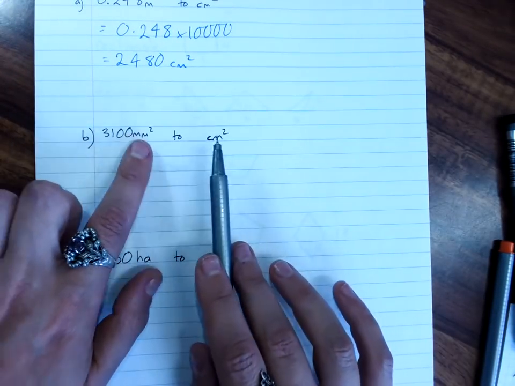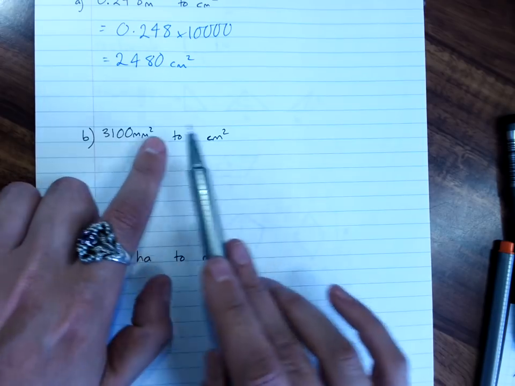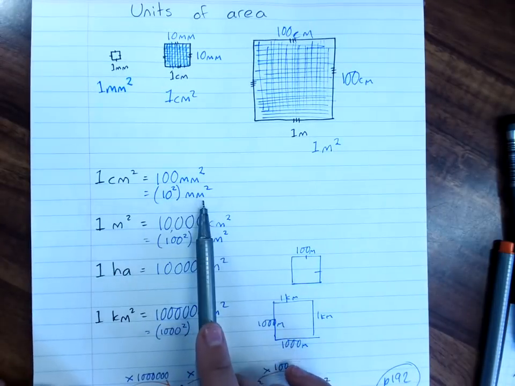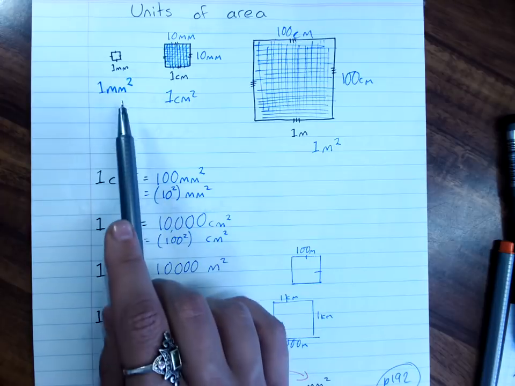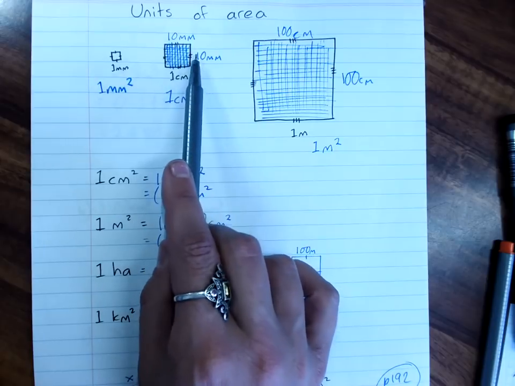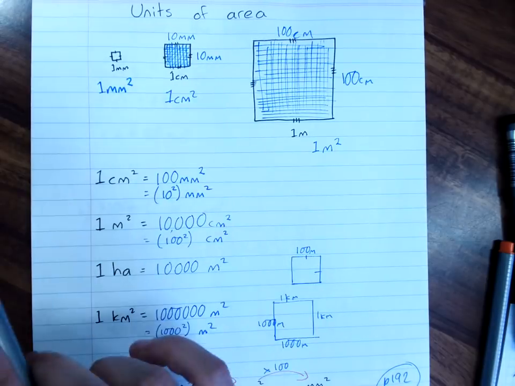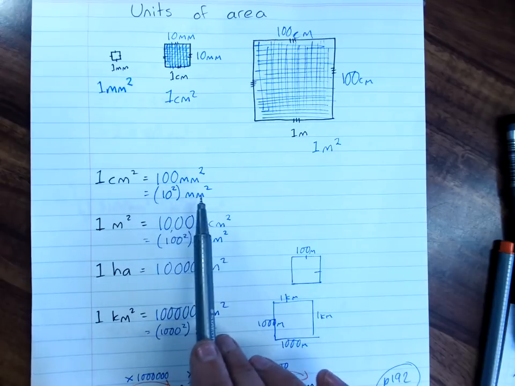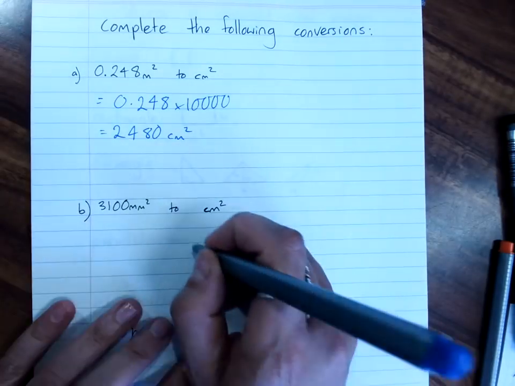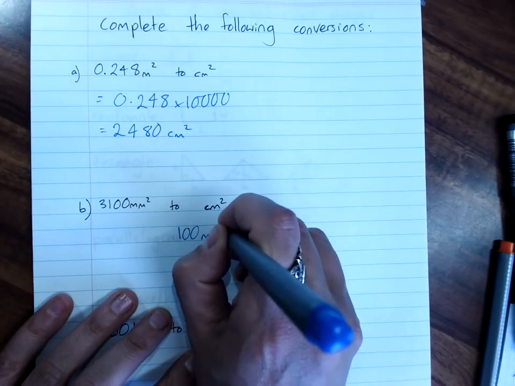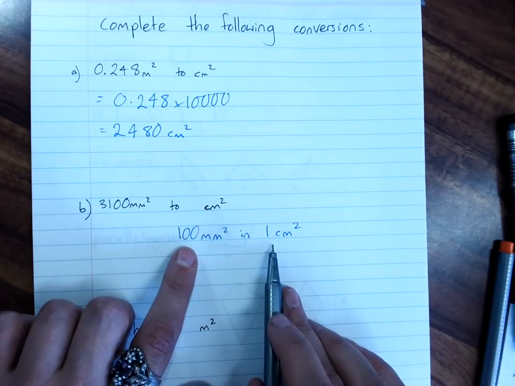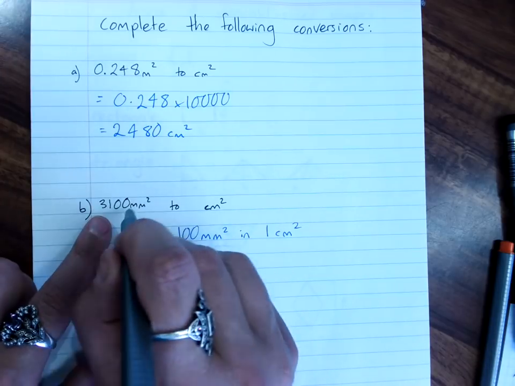If you don't have the diagram and you don't remember, the rates method is good. Millimetres squared to centimetres squared. So you work out how many millimetres squared in a centimetre squared. And if you need to, draw it and draw the number of millimetres and times it by itself, 10 times 10, then you can. But it's 10 squared, so 100 millimetres squared in a centimetre squared. So we write it down: 100 millimetres squared in 1 centimetre squared. So you write down the rate, and then you put the value that you know in the right spot.